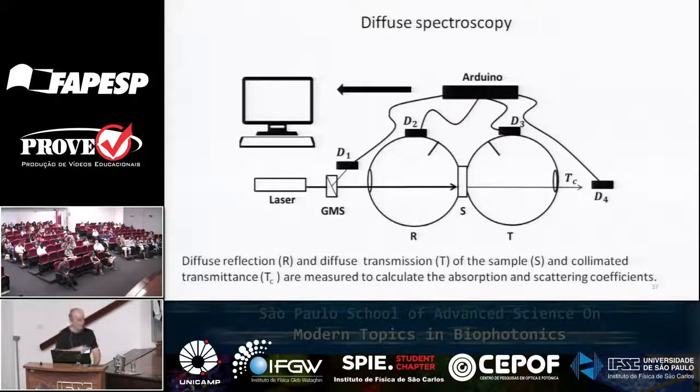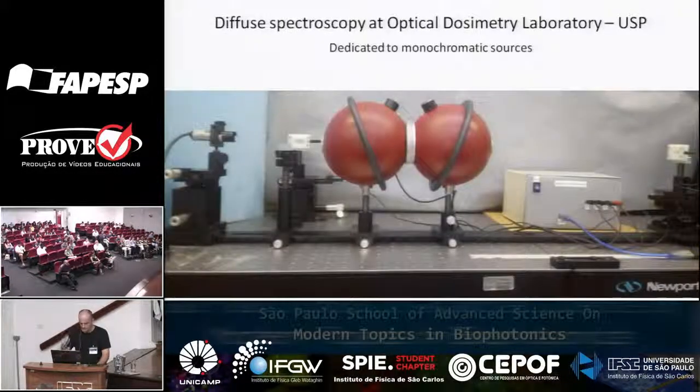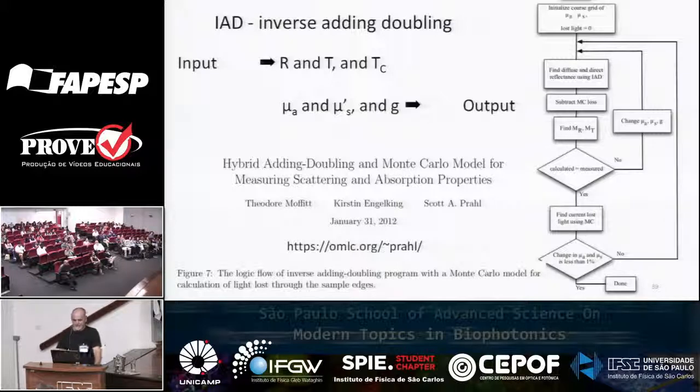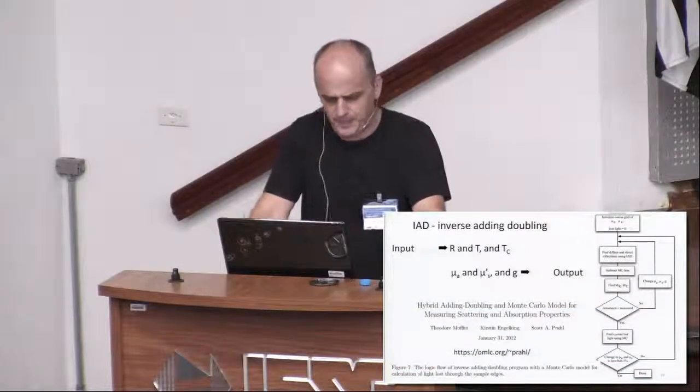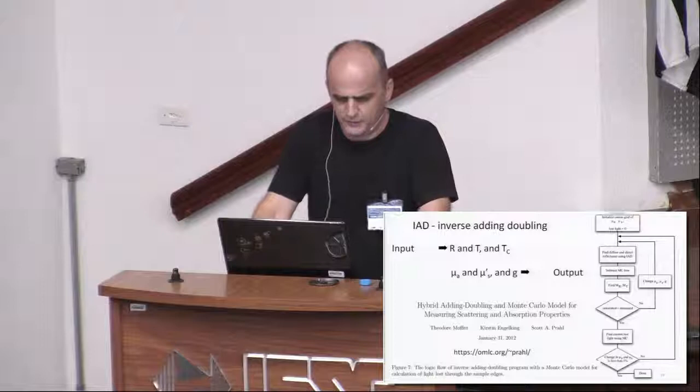Here is the diagram. You have your sample here. You are measuring the transmittance, diffuse transmittance, reflectance, diffuse reflectance, some reference, and here the collimated transmittance. That is our system at Ribeirão Preto that we have in our laboratory. How we access this information: the reflectance, transmittance, diffuse values, and the collimated transmittance are the input to an algorithm, the inverse adding-doubling. I won't go over more information on this algorithm, but we have the output: the absorption coefficient, the scattering coefficient, and also the anisotropy factor. Here is the reference on a nice website. We have a lot of information about this algorithm.